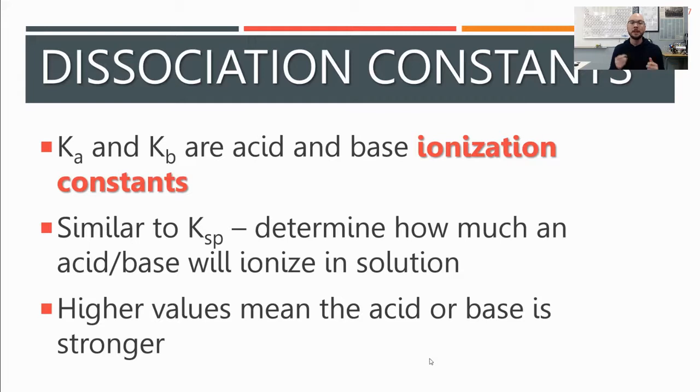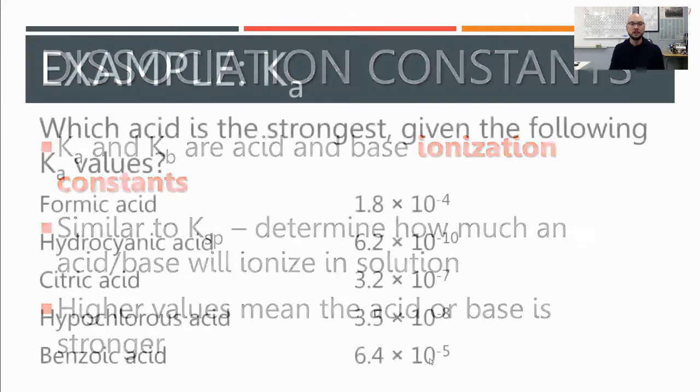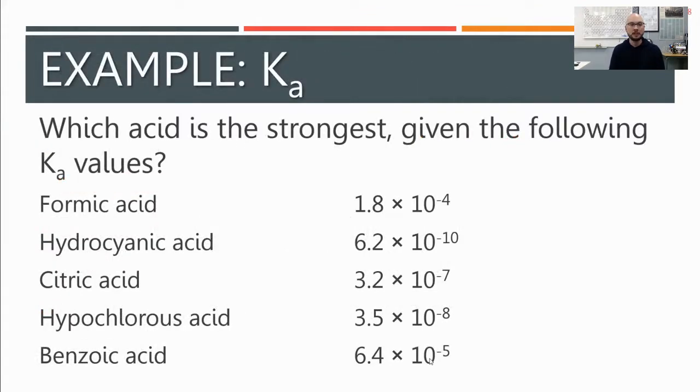So the higher the Ka value, the stronger the acid or base is. We're going to look at these 5 acids here, and the strongest of these acids will have the Ka with the exponent closest to 0. So in this case, formic acid is the strongest of these 5 acids, where hydrocyanic is the weakest. Hydrocyanic is HCN. Formic acid is actually this guy here. And we can see that this is a carboxylic acid, a very small carboxylic acid, which makes it actually quite strong.